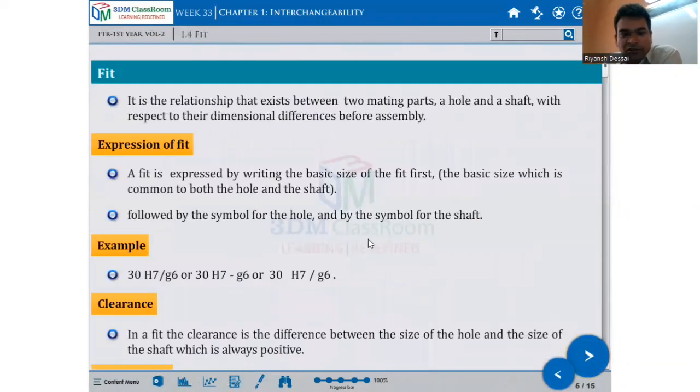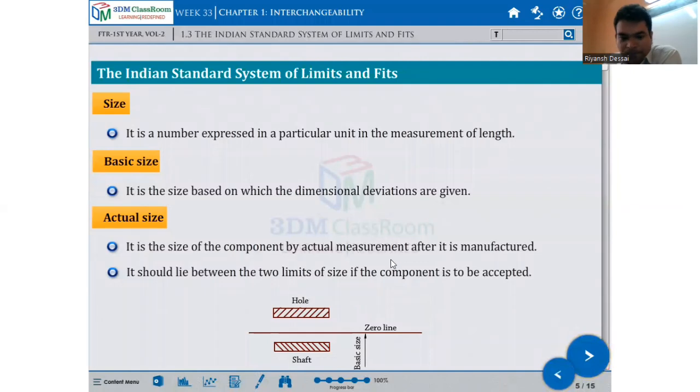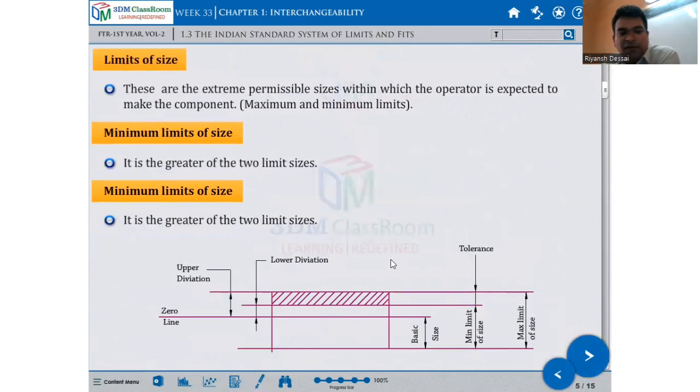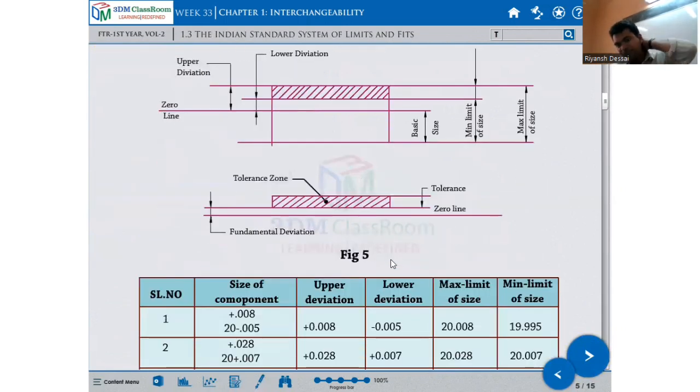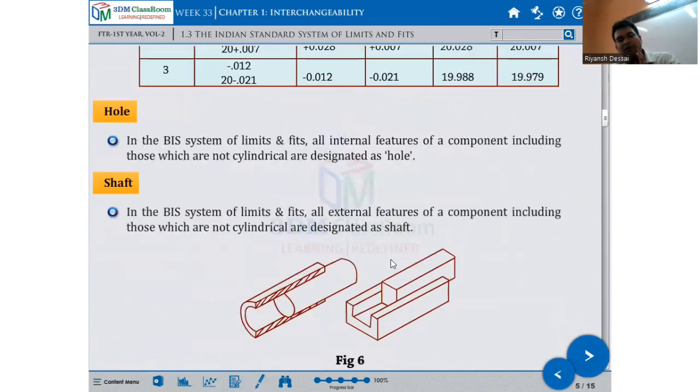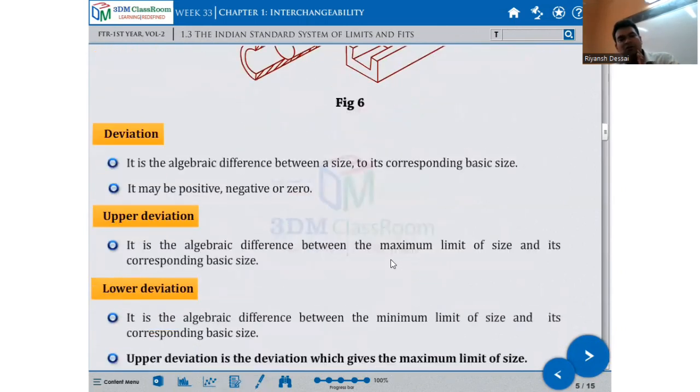During last class, this all I already explained to you. Maximum limit of size, minimum limit of size, hole, and shaft. This is also I explained to you. What is deviation? There is some plus or minus in the sizes.